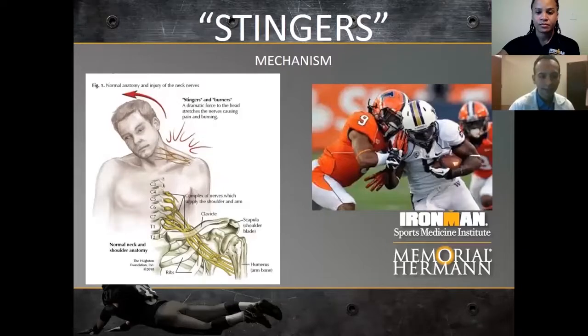Again, this is the mechanism, that stretch injury, very common in football, as you can see on the athlete on the right and the diagram on the left. It's a dramatic force that causes the neck to go to one side over here and causes that stretching injury of those brachial plexus nerves.